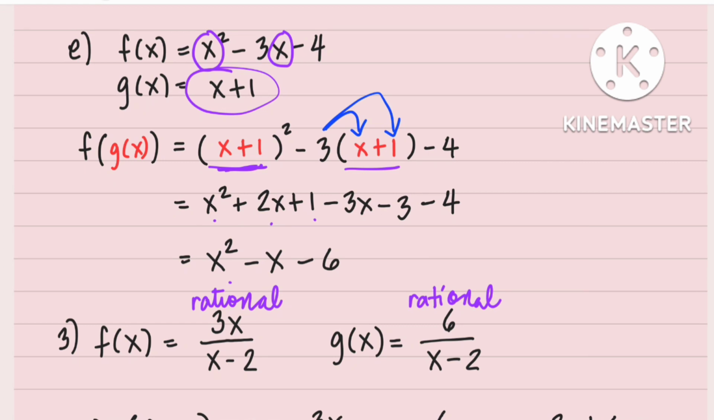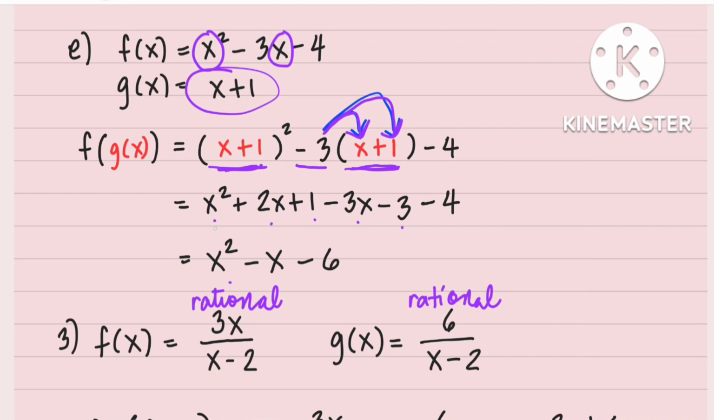So what is x plus 1 squared? It means x plus 1 times x plus 1. You may FOIL it. Then, distributing negative 3 to the quantity x plus 1, this will give me negative 3x, while this will give me negative 3. And then, I'll bring down negative 4 or minus 4.